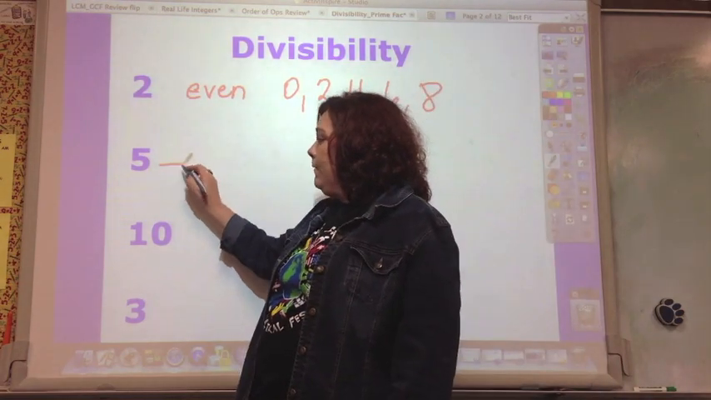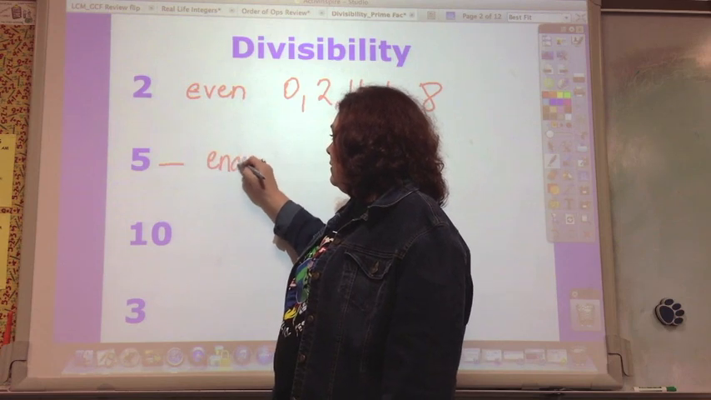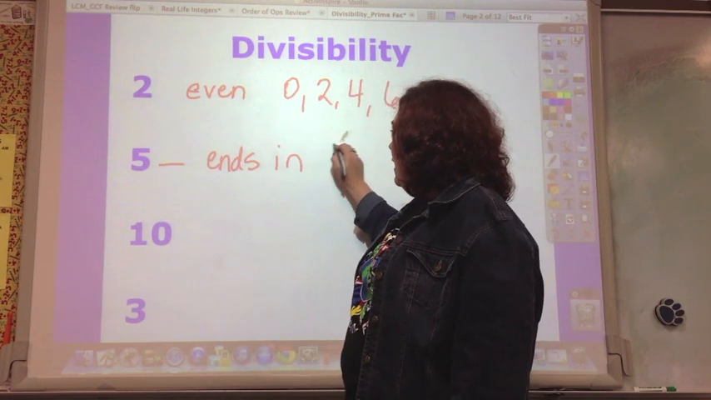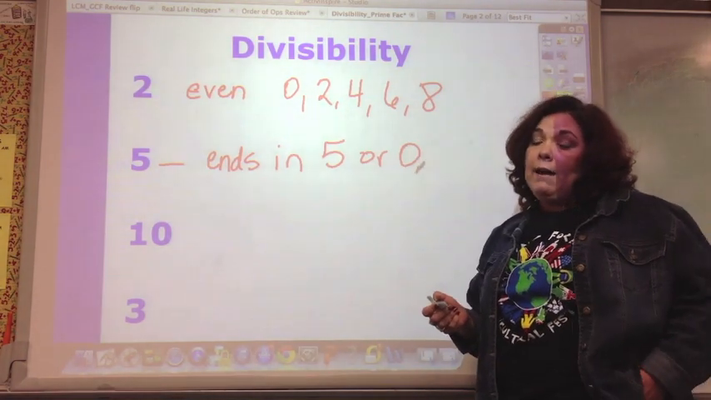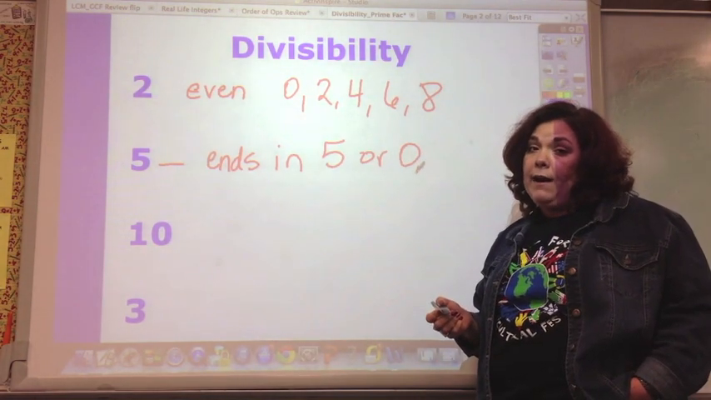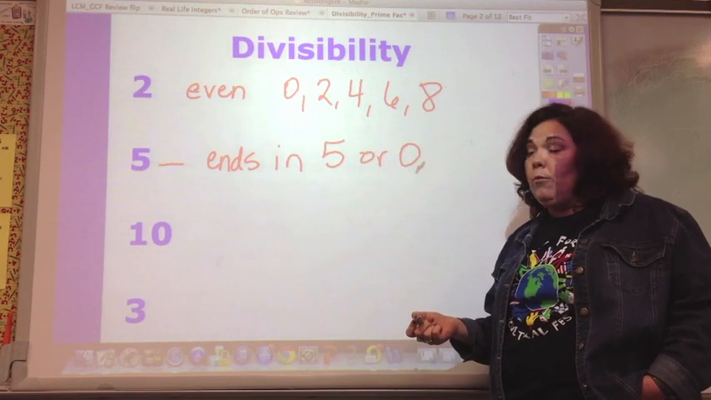The divisibility rule for 5 is if the number ends in a 5 or a 0. So if it ends in a 5 or a 0, it's divisible by 5. And again, that'll help you break it down so that you get to all prime numbers.